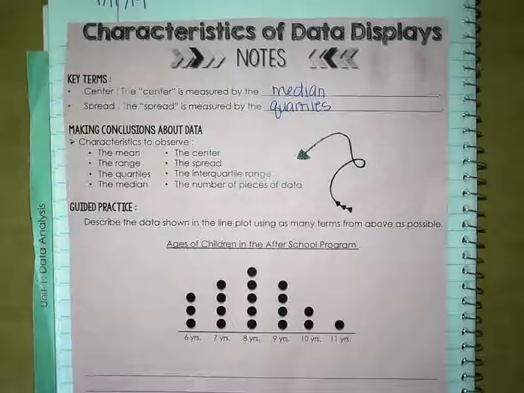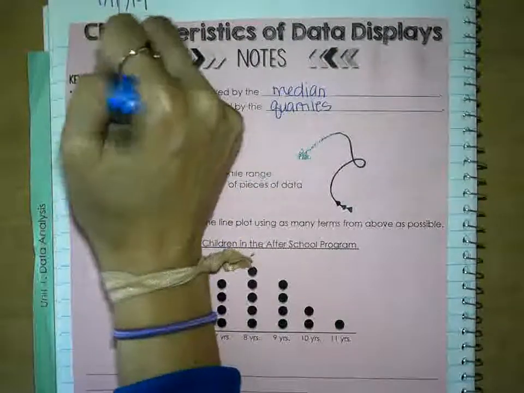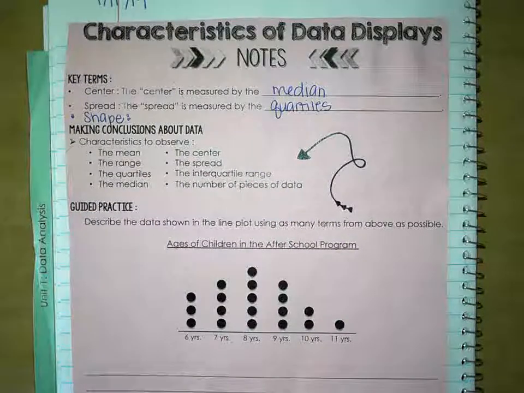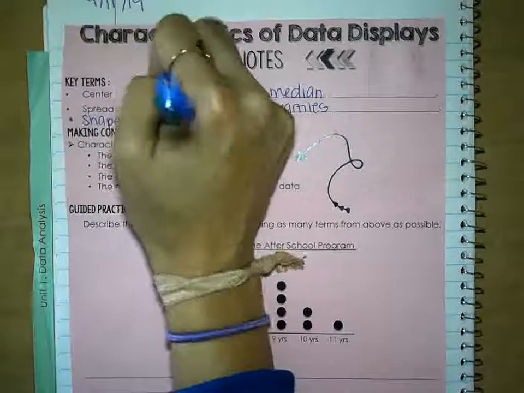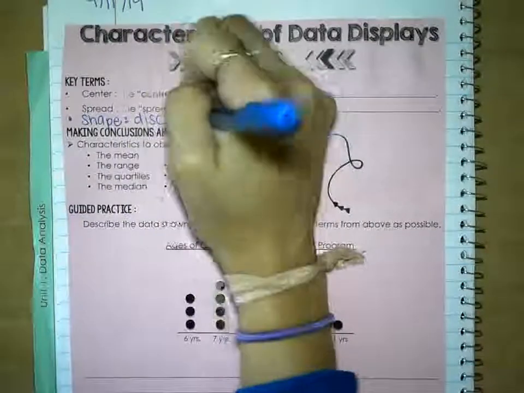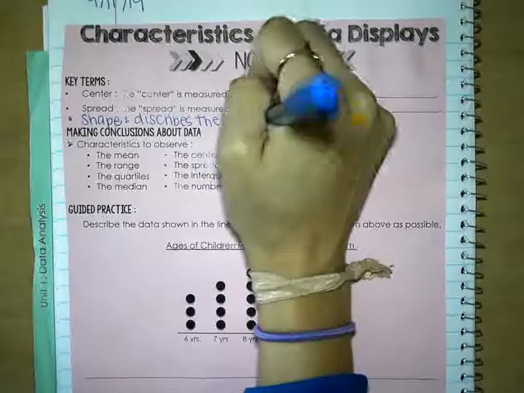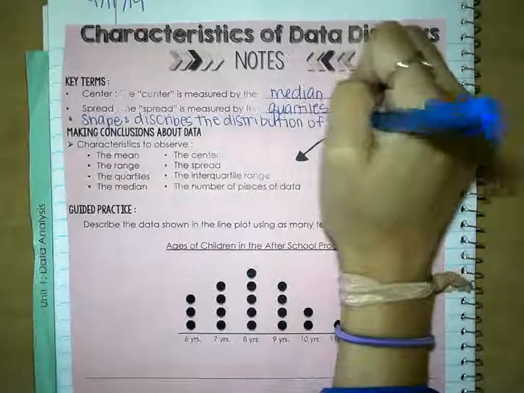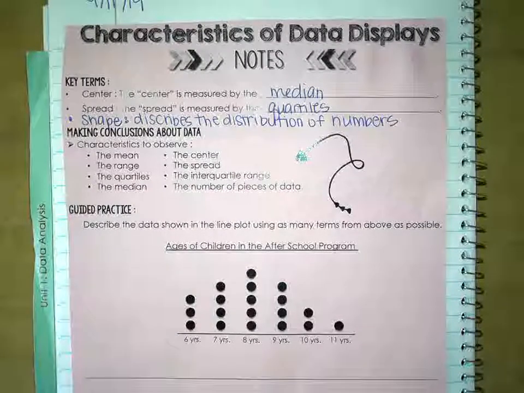You can also get things that deal with the shape. So we're going to add this in. Okay, the shape describes the distribution of numbers. So the shape describes the distribution of numbers.